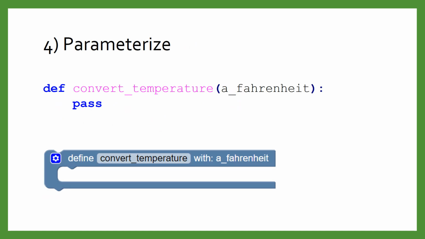Notice the blank in the code that we extracted. Since the value we converted was different each time, we need to parameterize it by giving these concrete values a more general name. In this case, each time it was a temperature in Fahrenheit, so we'll call this a_Fahrenheit. We put this new parameter in the function's header and then use it in the body.